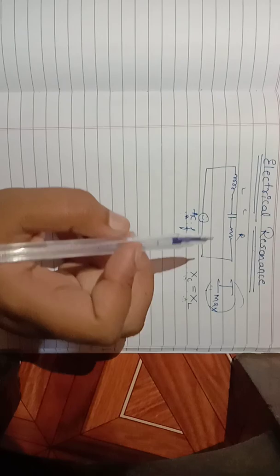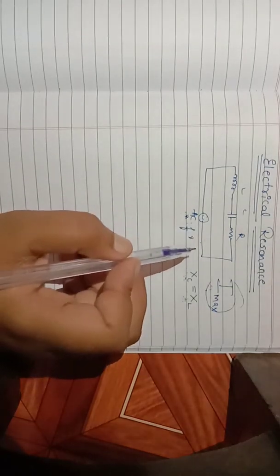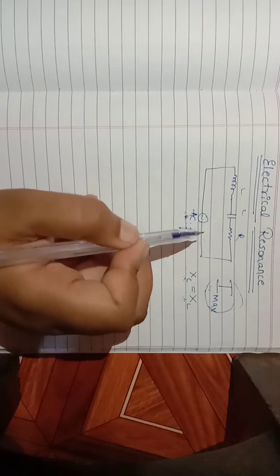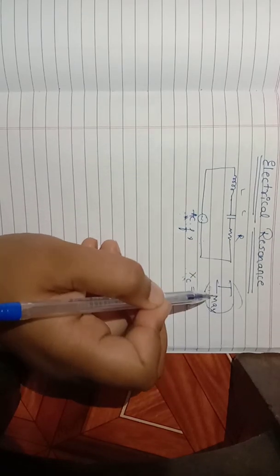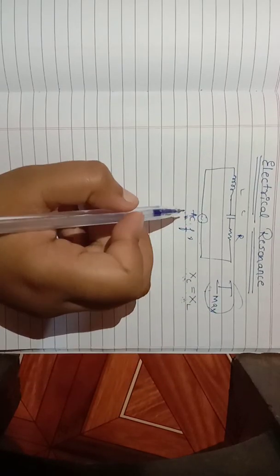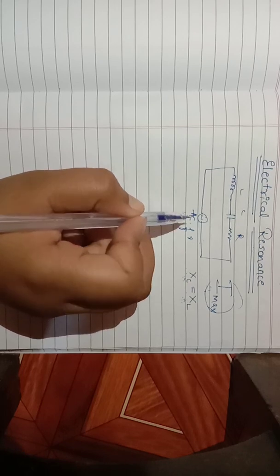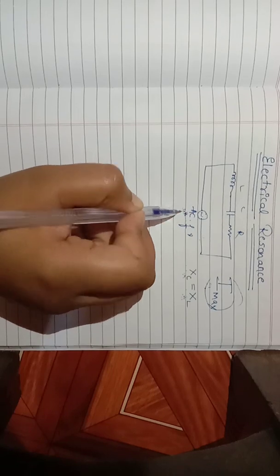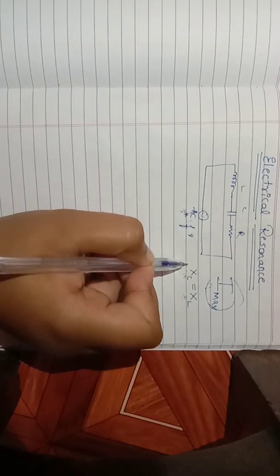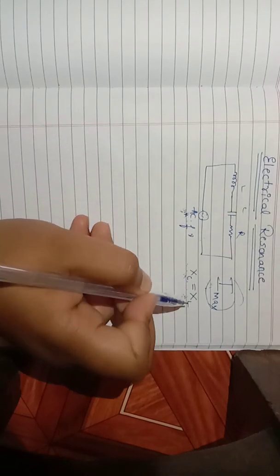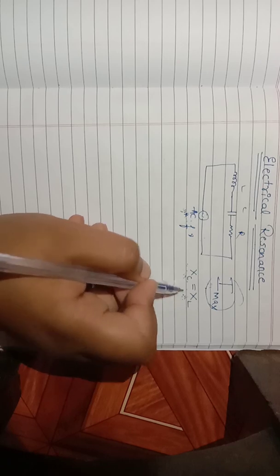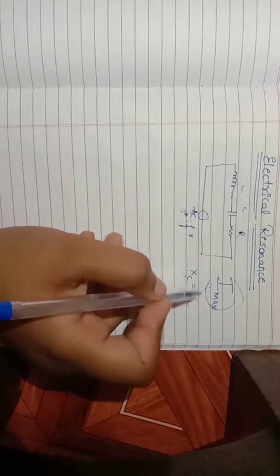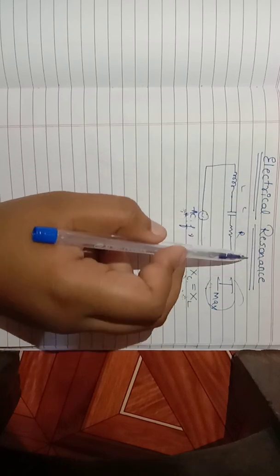Electrical resonance is said to take place in a series LCR circuit when the current of the circuit becomes maximum for a frequency of the AC source at which the capacitive reactance becomes equal to the inductive reactance. Understood? So this condition of maximum current is called electrical resonance.